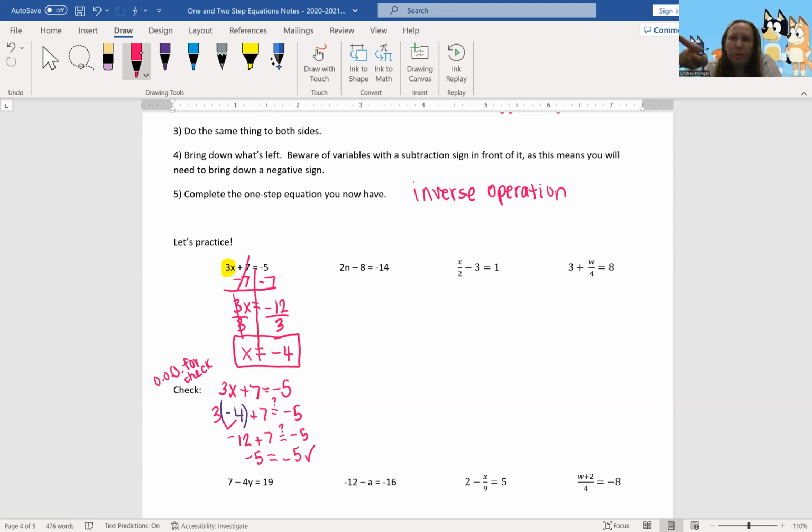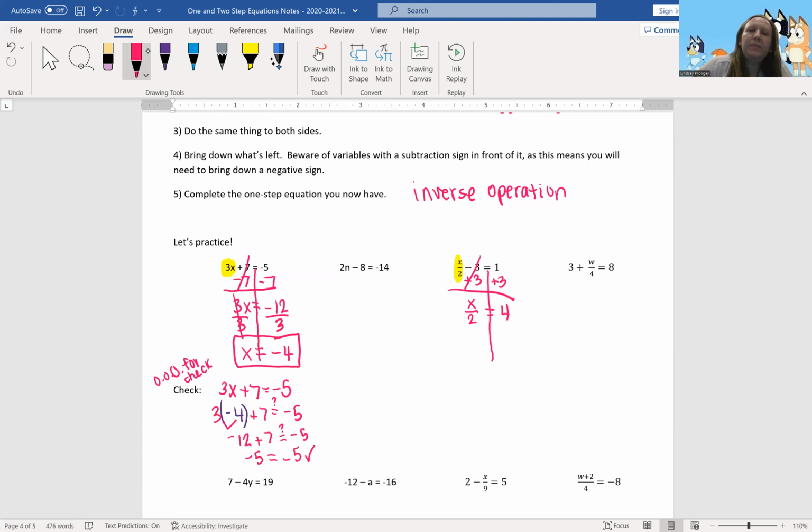I'm going to jump over one to that x over 2 minus 3 equals 1, because I want to do a division one. I'm going to draw my wall. The numbers that we have to get rid of are the 2 and the 3 because they are on the same side of our x, and constants first. We have to get rid of that minus 3. We are going to do so by adding 3. I can cross that off because it equals 0. Now I'm going to bring down my x over 2. I have my equal sign, and 1 plus 3 is 4.